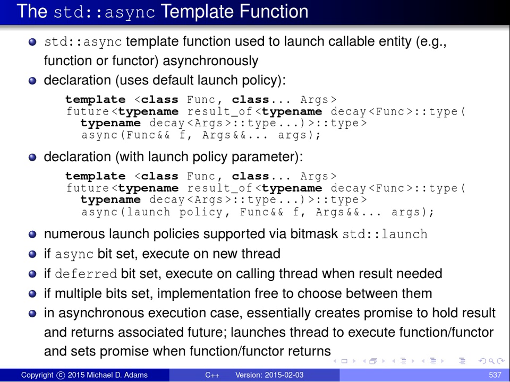So we've talked about promises and futures and various classes in the standard library that relate to them. What I want to talk about next is a function in the standard library that's useful in conjunction with futures. This particular function is called async. It's a template function, and what it allows you to do essentially is to invoke some callable entity, in other words a function or functor, and then grab the return value or any exception that is generated by this function and make it available via a future object.